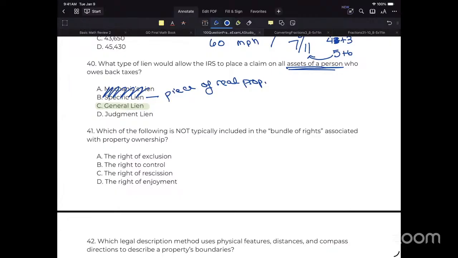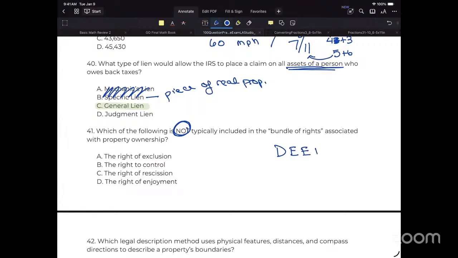Which of the following is not typically included in the bundle of rights associated with property ownership? Which of the following is not, keyword here, not, typically included in the bundle of rights associated with real property ownership? So I like to teach DEEP C, right? You got DEEP, we got bad handwriting. That's what we got.